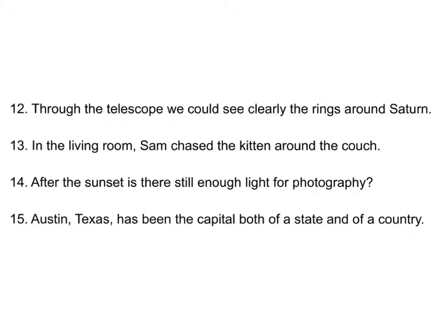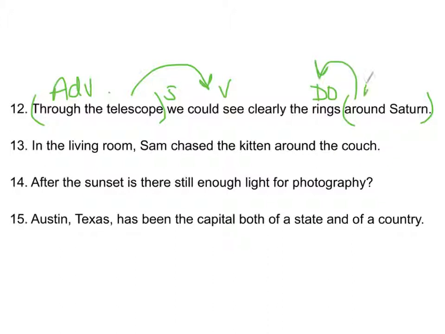Okay, the last few sentences here. Through the telescope, we could see clearly the rings around Saturn. Through the telescope and around Saturn are the phrases. We could see what? The rings, the direct object here. Through the telescope, could see through the telescope. It modifies could see, the verb, so it is an adverbial phrase. Around Saturn. Rings around Saturn, which we are looking at. So it's an adjectival phrase.